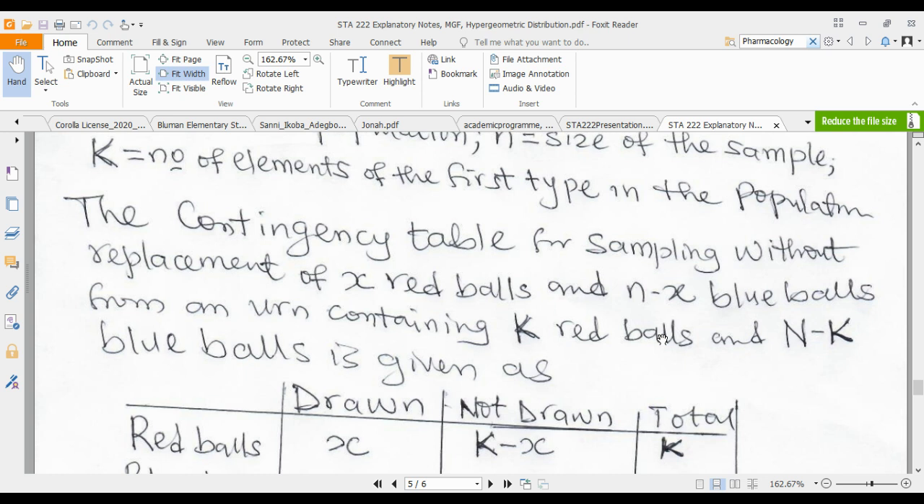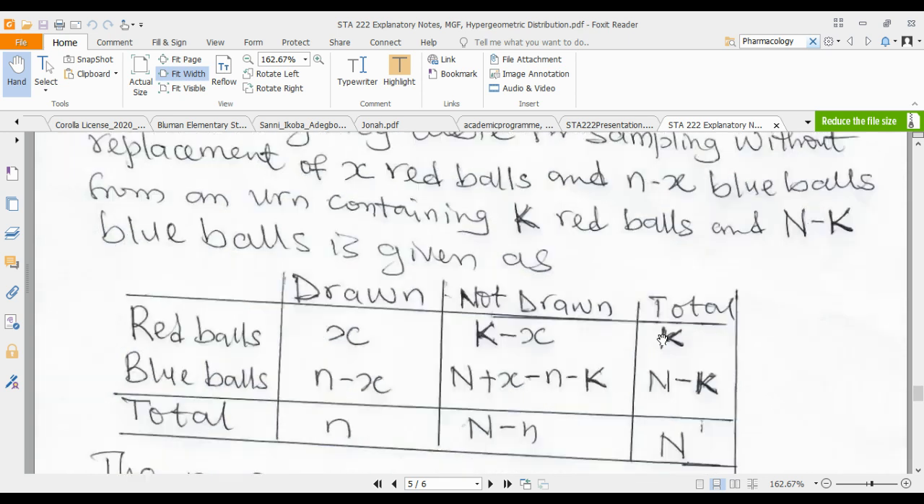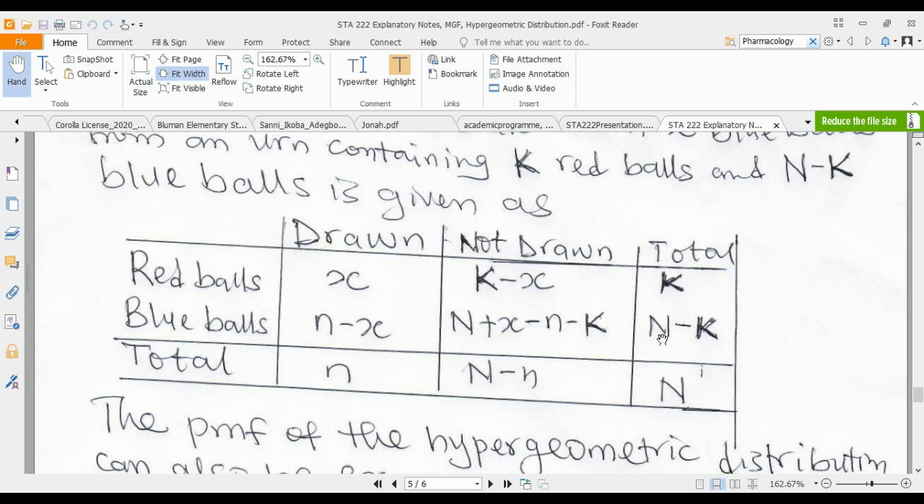And the urn ultimately contains capital K red balls and capital N minus K blue balls. That is, the total number of balls, either red or blue, that are in the urn is equal to capital N, which is the size of the population. So this is the contingency table. If you draw x red balls, then you did not draw K minus x red balls, which gives you a total of K red balls. So if you draw x red balls without replacement, what is left of the red balls is K minus x.